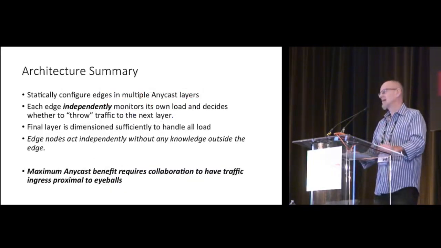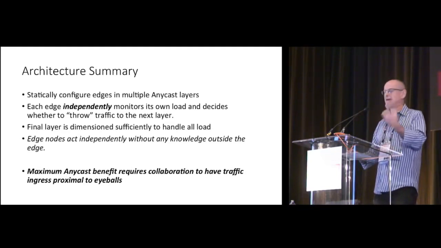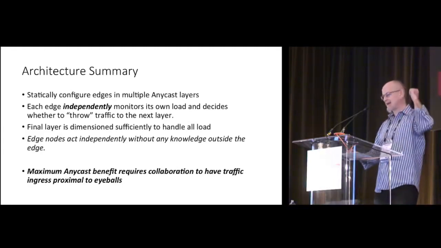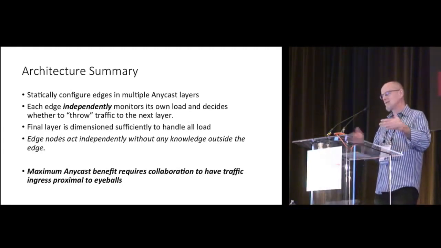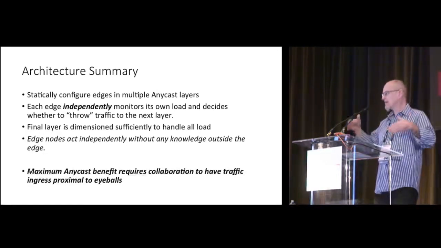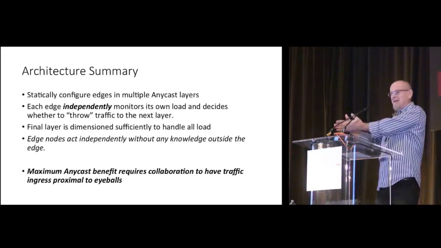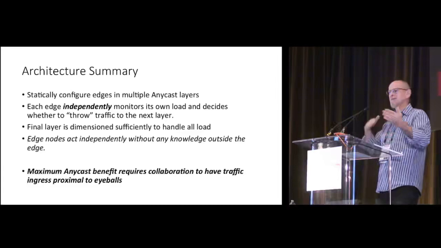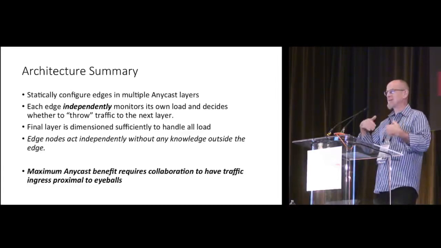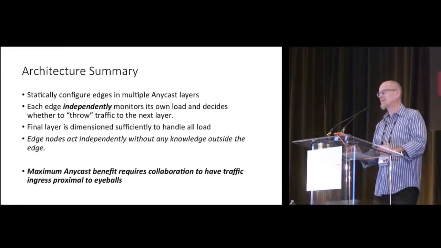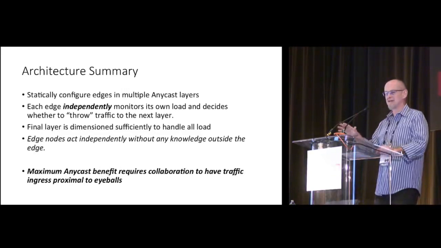So in summary, we statically configured the edges into multiple Anycast layers, Anycast rings we call them. Each edge independently monitors its load, and if it gets too busy, it just, for some percentage, says, hey, guy behind me, you deal with it. We didn't want to shed across the same layer because you can get into oscillation there, that one node gives up traffic to the guy next to him, that edge then has too much traffic, gives it away, it might come right back to you. So we just go straight up the chain of size, and in our world that's back towards the center of the network. And the final layer we assume is dimensioned sufficiently to handle all load.